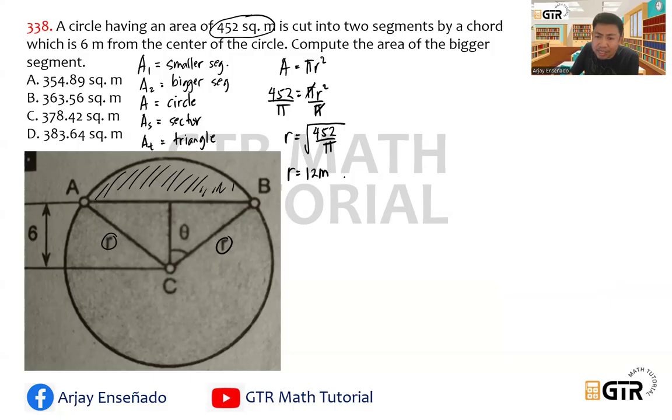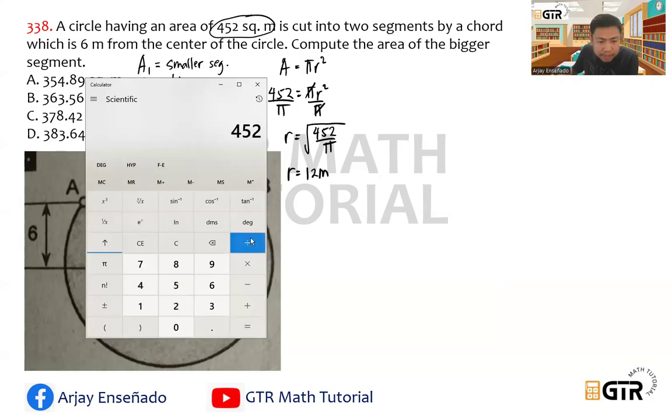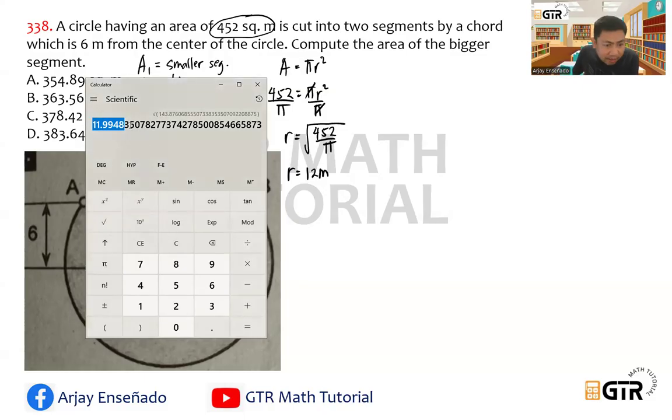But the exact value is 11.999. Okay? So we can have rounding errors for this problem. So we can assume that the radius is 12 meters. So we have 452 divided by pi, equal sign, and then get the square root of that. So we have 11.9948. So that is the value. But if we use 12 meters, I expect that there could be a rounding error. Okay? So we can use r is equal to 12 meters.